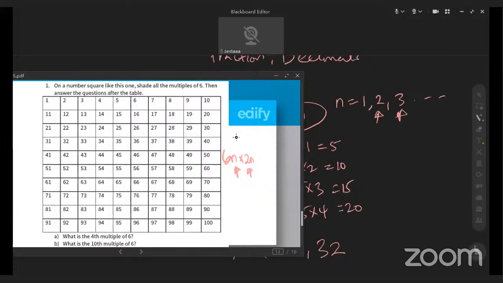If n is 1, you put 1 here and also 1 the other side. So it will be 6 times 1 plus 2 times 1, which is 8. Got it? So if n is equal to 2, you do the same thing: 6 times 2 plus 2 times 2. Then you get the answer.